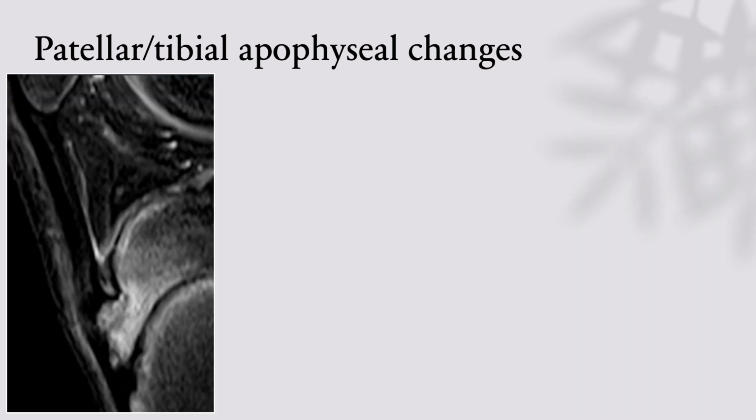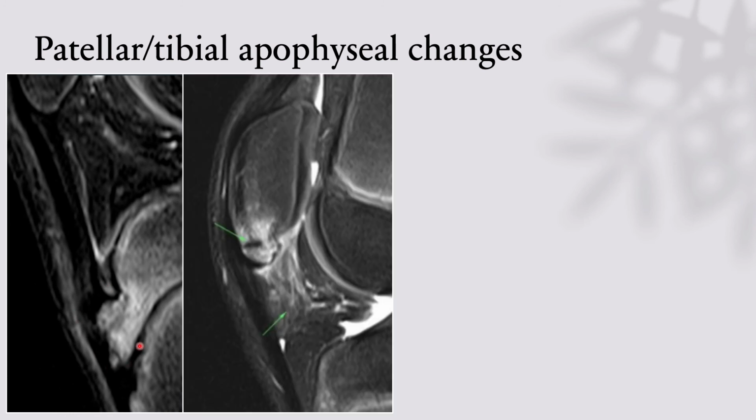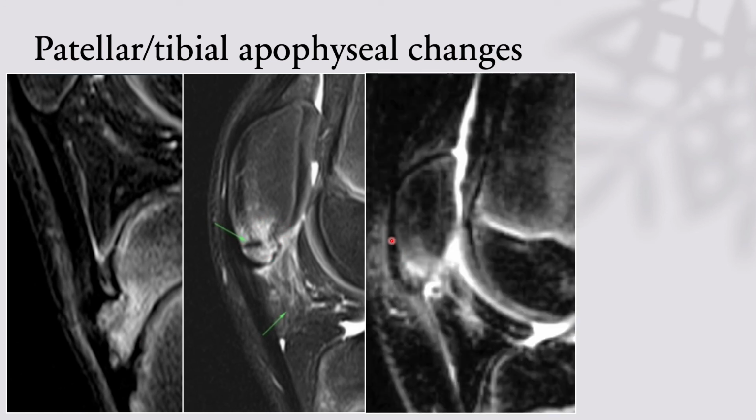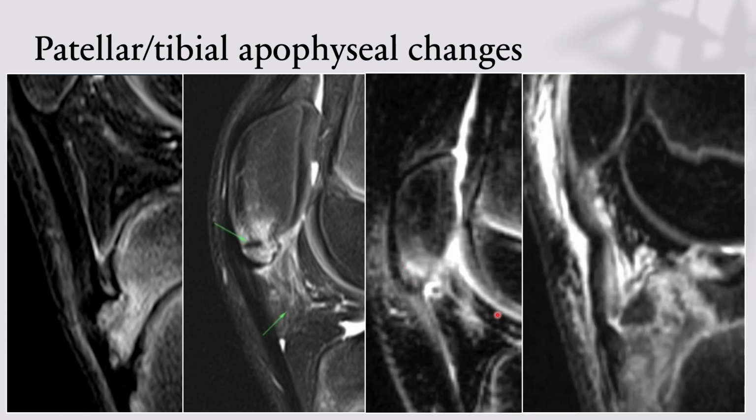You can see these on MRI as apophyseal changes. So you see bone marrow edema at the tibial tuberosity on MR in Osgood-Schlatter's. You see bone marrow edema along the inferior pole of the patella in Sinding-Larsen-Johansson. You can see actual periosteal elevation here in a periosteal sleeve avulsion injury. And then you can see bony fragmentation in a patellar tendon avulsion from the tibial tuberosity.